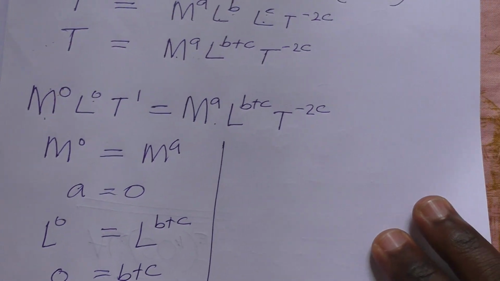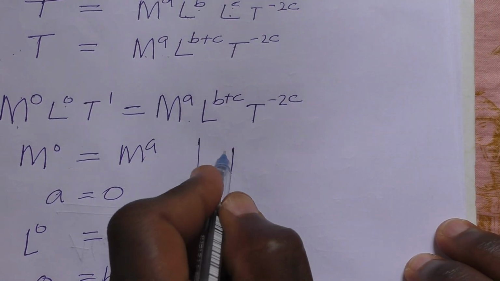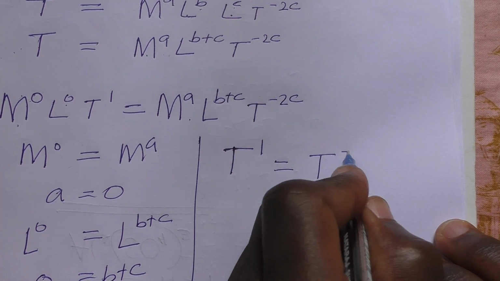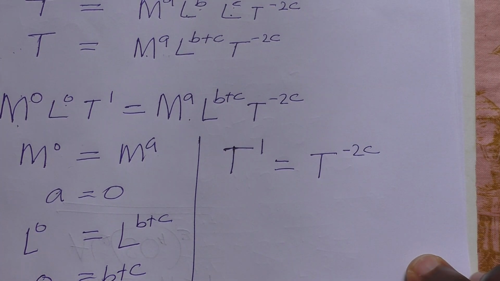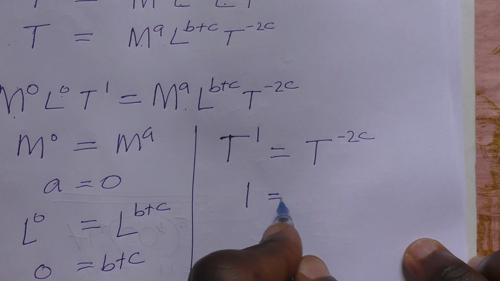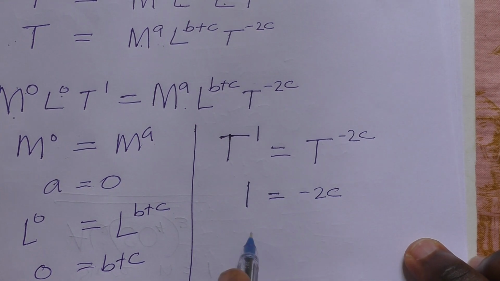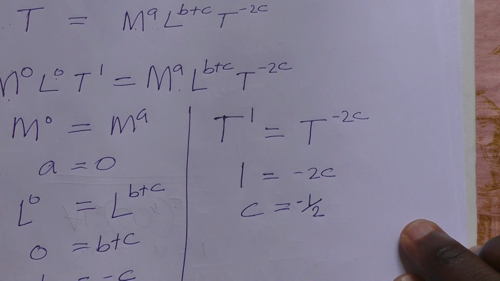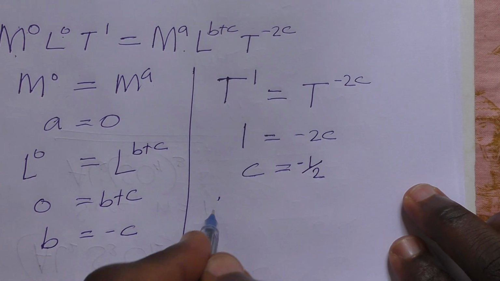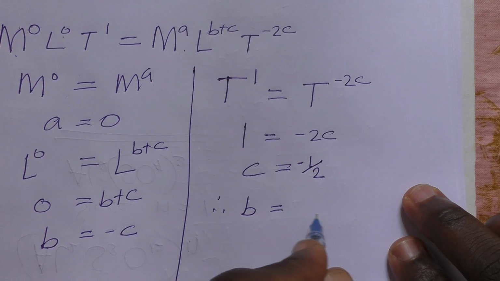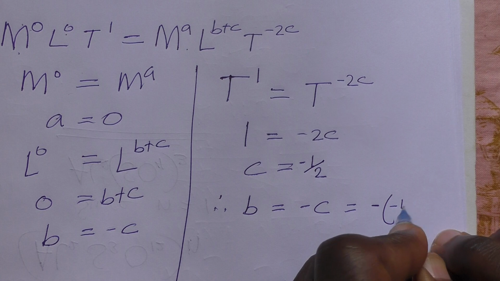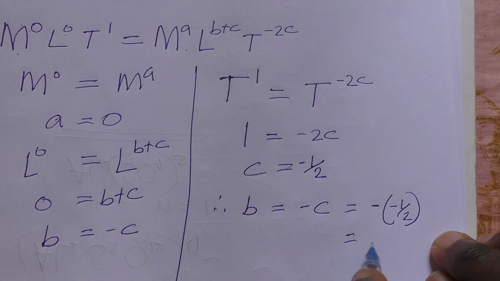Then we come to time power 1 must be equal to time power negative 2c, and therefore that gives us 1 equaling negative 2c, and that gives us c as negative 1/2. And therefore, since b equals negative c, that means it equals negative of negative 1/2, which gives us 1/2.